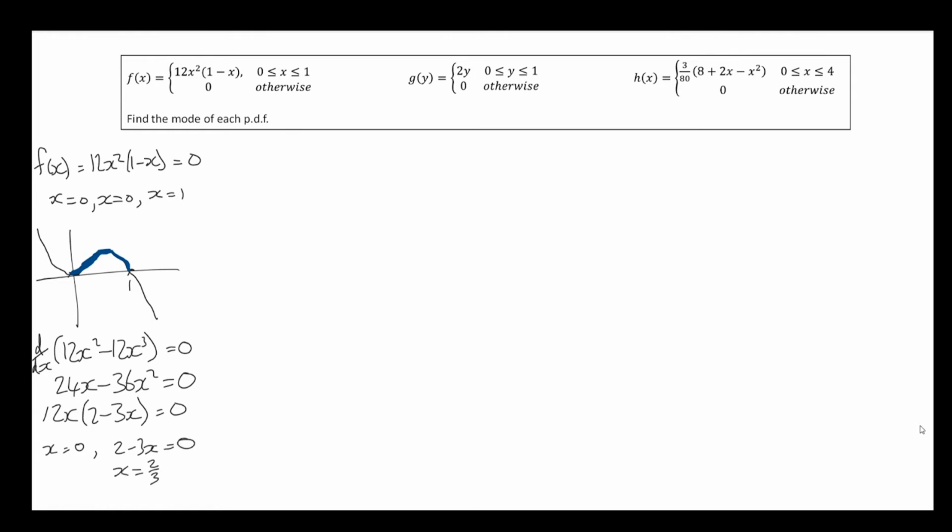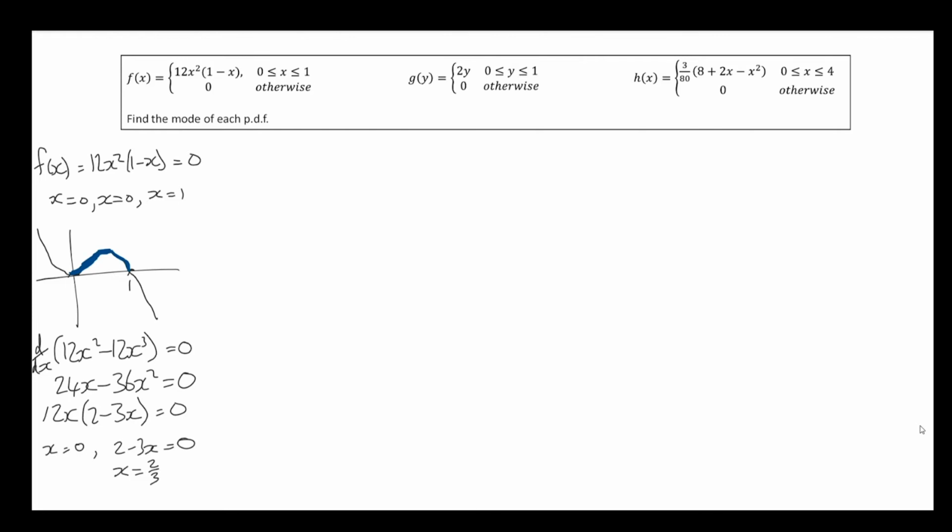Looking back at the graph again, x equals 0 would not make sense for the mode. Yes, it's a turning point, and that's the reason we differentiated, to find the turning points, but only one of them makes sense in this particular case. Without the sketch, you wouldn't necessarily know which of these turning points would represent the mode. You can't discount 0 just because it's a 0. We could have 0 being a mode.